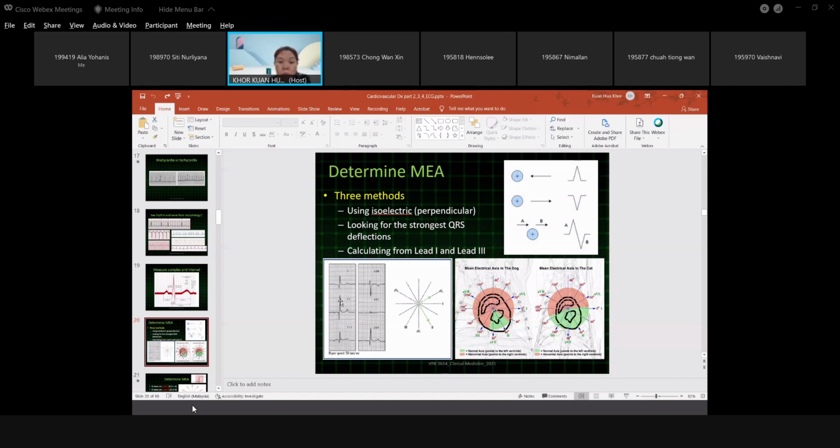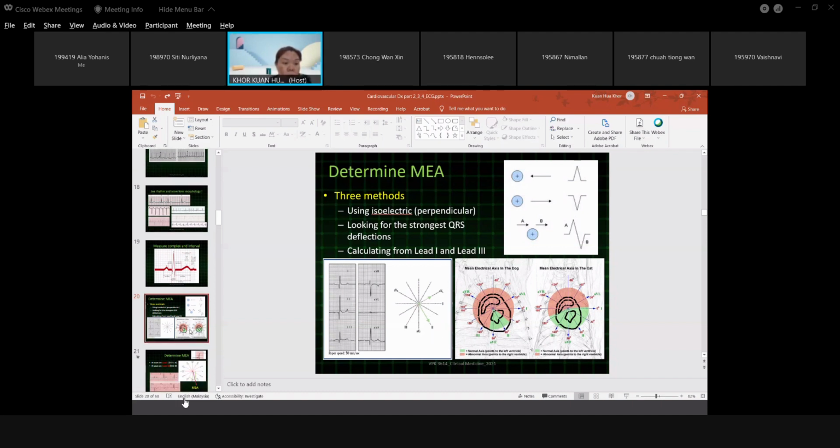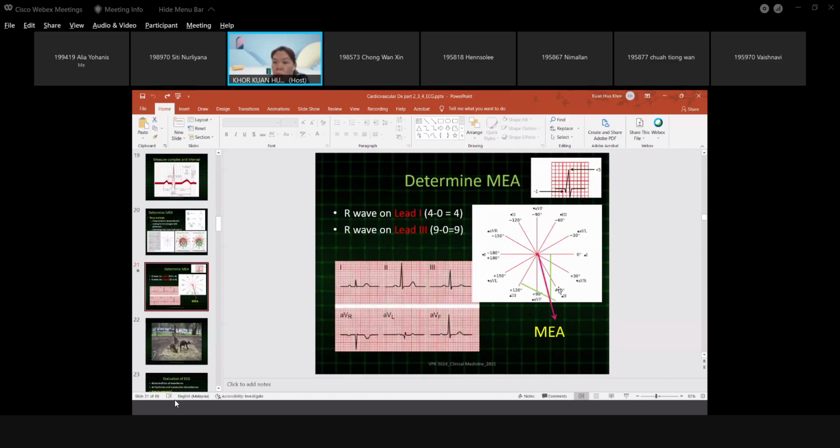Now, another one is the strongest deflection. Which one gives you the strongest R wave? The highest R wave is actually in lead 2. So you just draw the line. So the answer is actually lead 2. The mean electrical axis is towards lead 2, and lead 2 is actually 60. How do I know 60? Lead 2, 60. 0, 30, 60, 90.